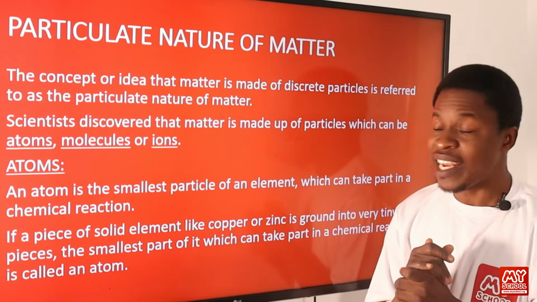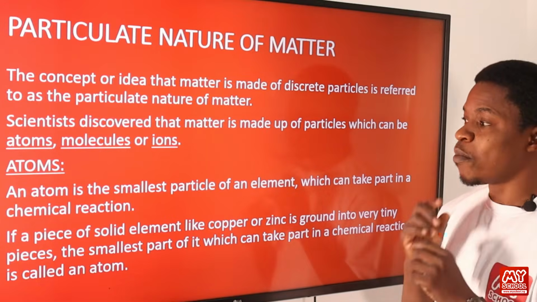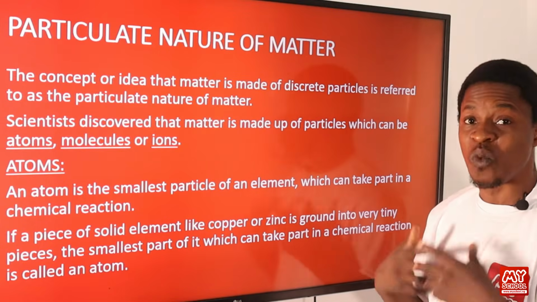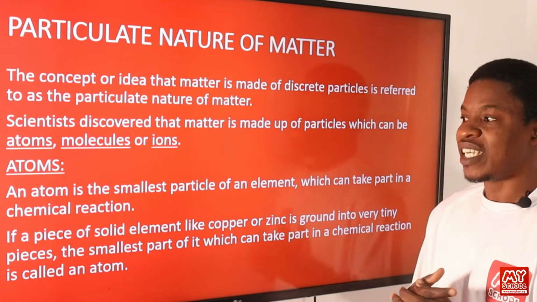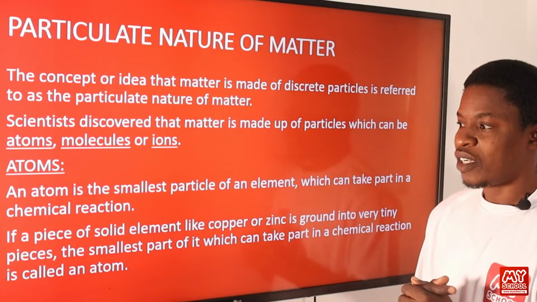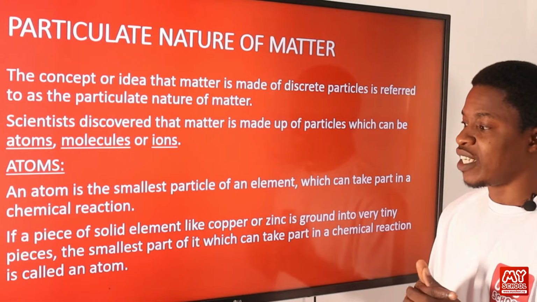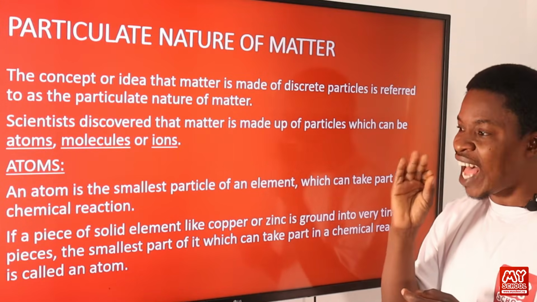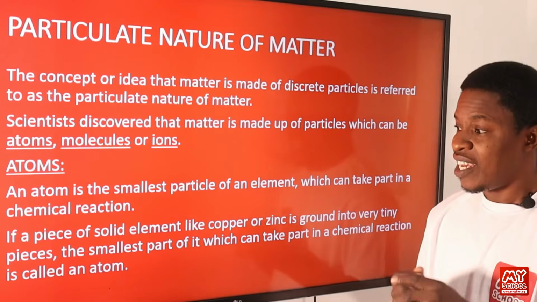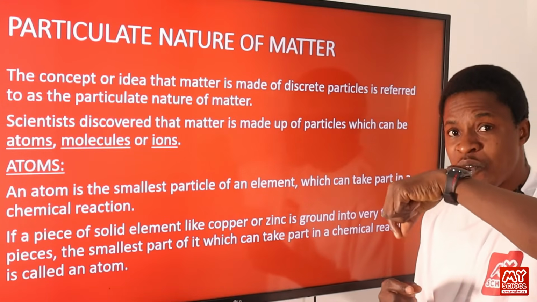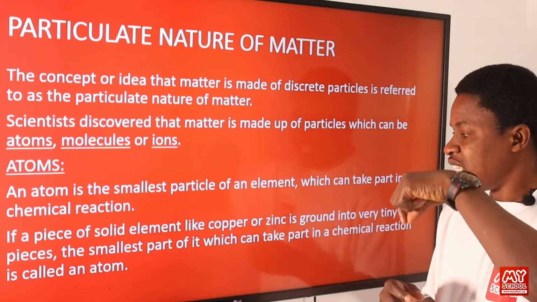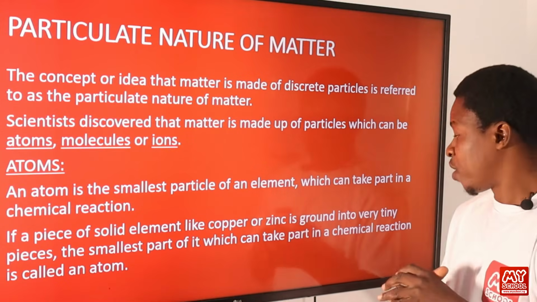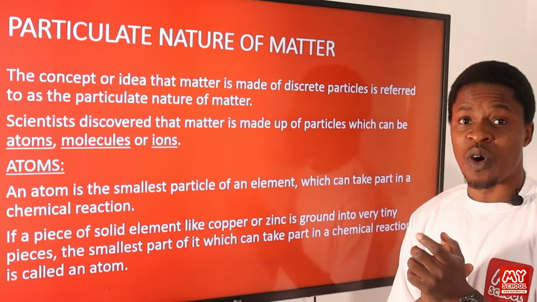What is an atom? An atom is said to be the smallest particle of an element which can take part in a chemical reaction. For instance, a piece of solid element like copper or zinc is ground into very tiny pieces. The smallest part of that, which can take part also in a chemical reaction, is what we call an atom.